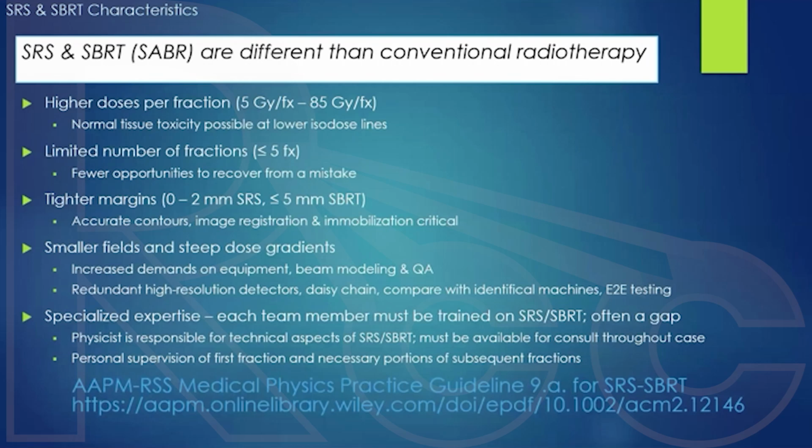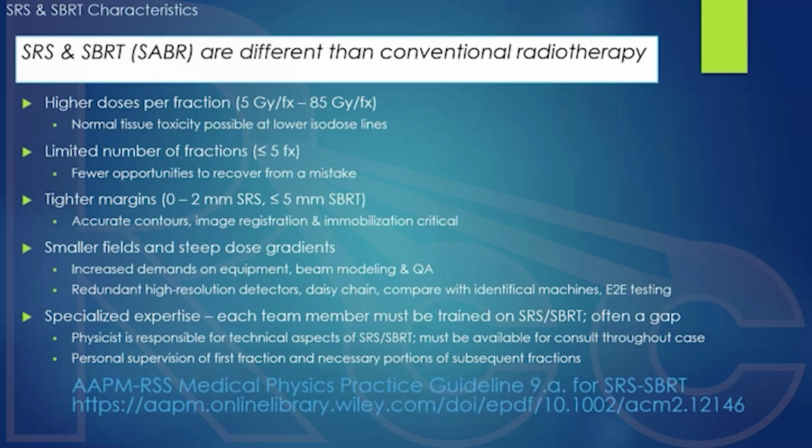Margins tend to be tighter, somewhere in the range of 0 to 2 millimeters for SRS, perhaps 5 millimeters or smaller for SBRT. And so this really places greater importance on the accuracy of the contours, the image registration, and immobilization. Treatment fields tend to be smaller, dose gradients tend to be steeper.